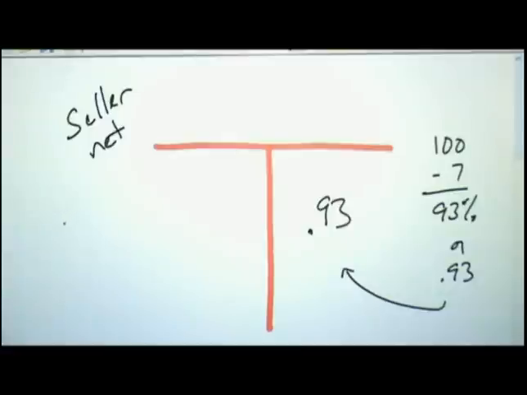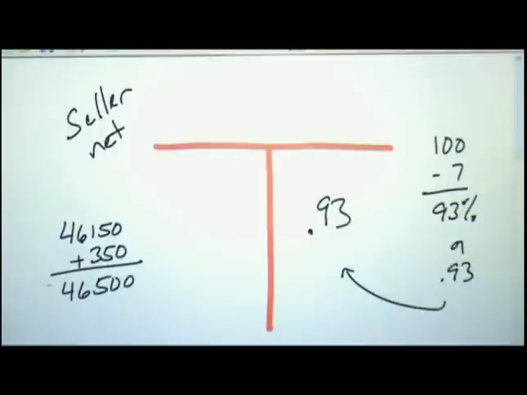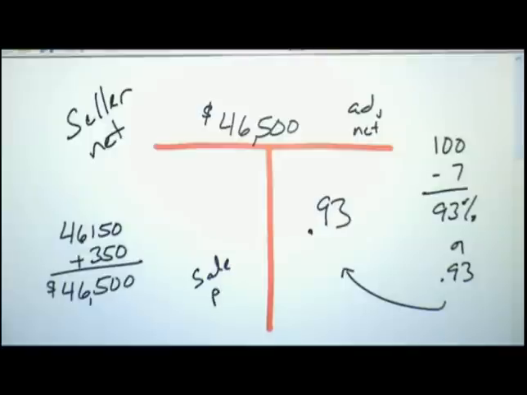So to make this work, I need to add what the seller wants to receive to the expenses that they will incur outside the commission, which means that my adjusted net is $46,500. This is still the smaller number, so it will go on top. So I take my $46,500 adjusted net and I divide it by the 0.93, which will help me get the sales price. $46,500 divided by 0.93 gives me a sales price of $50,000.